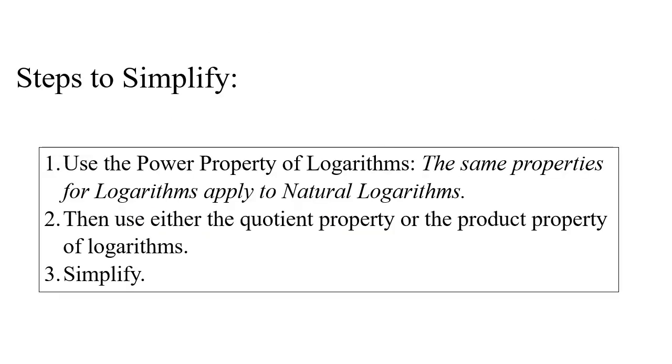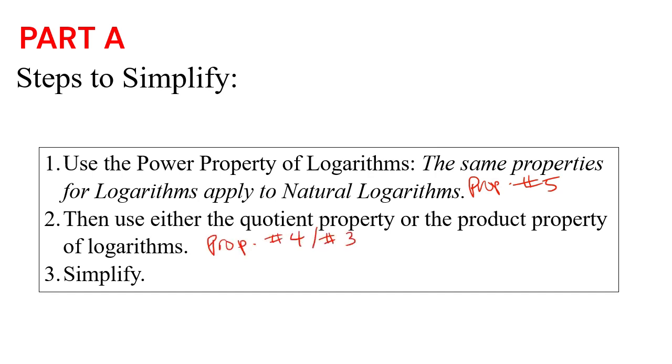Okay, so we're going to start with simplifying. So the steps to simplify. One, we're going to use the power property of logarithms. The same properties for logs apply to natural log. So we're going to be using our property number 5. Then we're going to use either the quotient property or the product property of logarithms, so property number 4 or number 3. And then we simplify using all the skills that we have in our algebra brain and bank.